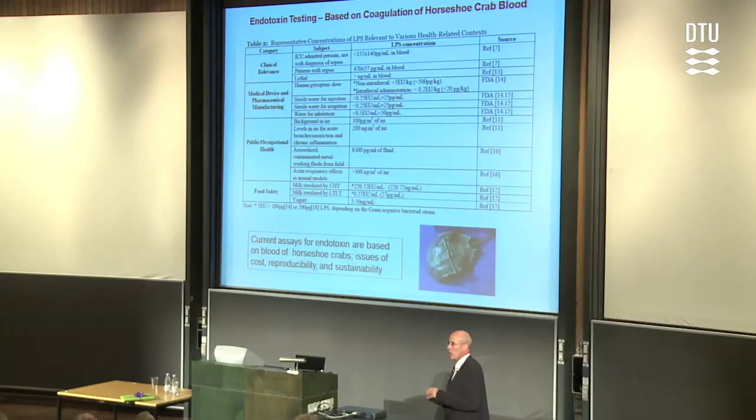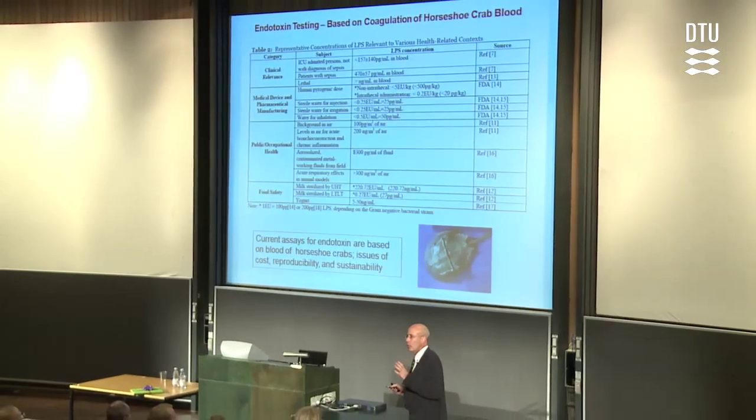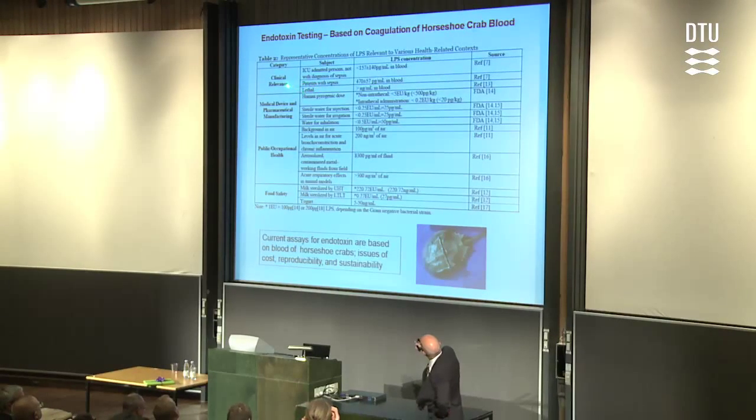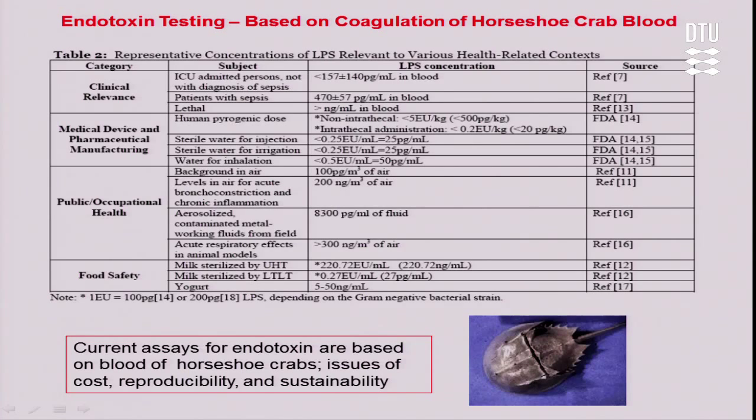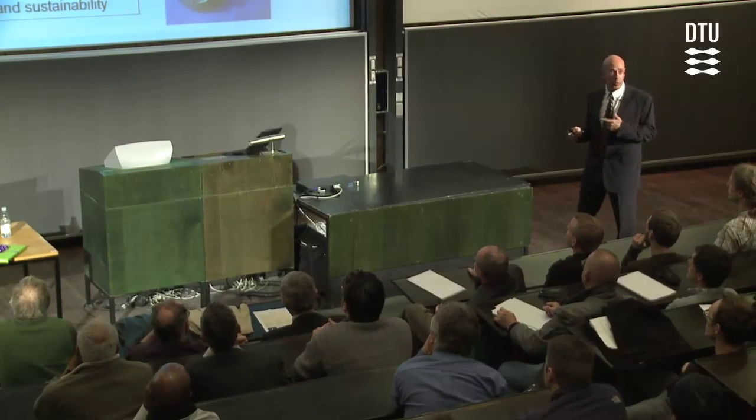This is a table that tells you what are the permissible levels of endotoxin. So for example, in a medical device or pharmaceutical manufacturing, sterile water for injection has to have less than 25 picograms per milliliter of endotoxin. That's nothing. More than that can be very dangerous. If you go to 200 picograms, it will kill you.